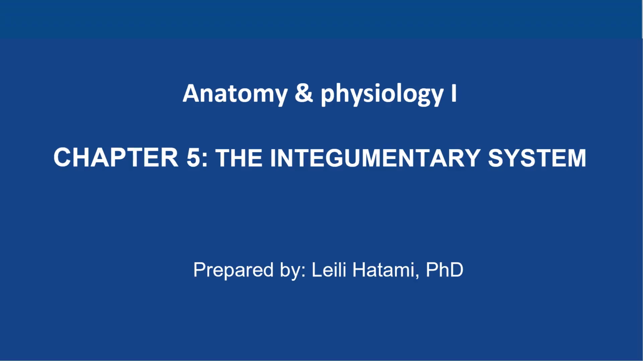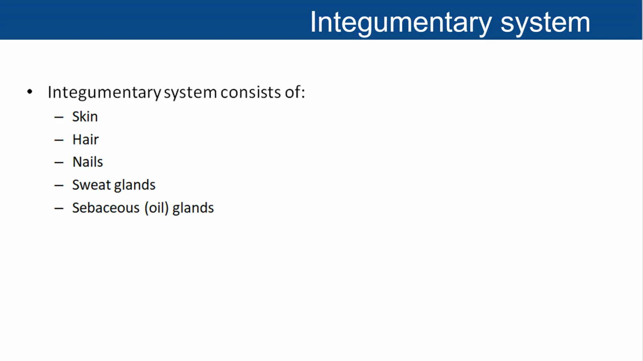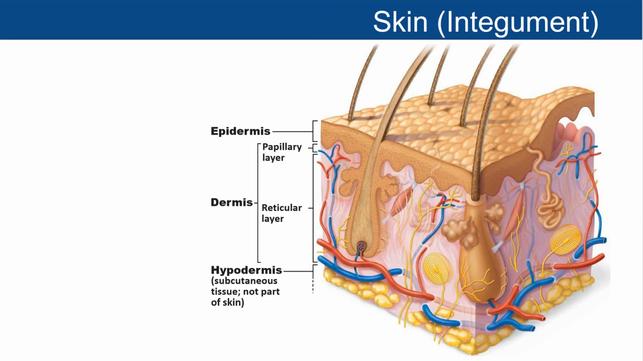In this video, we're gonna go over the anatomy and physiology of the integumentary system, also known as the skin system. The integument means skin. The integumentary system consists of skin and its accessory structures such as hair, nails, sweat glands, and sebaceous or oil glands. In today's lecture, we're going to focus more on skin anatomy and physiology.